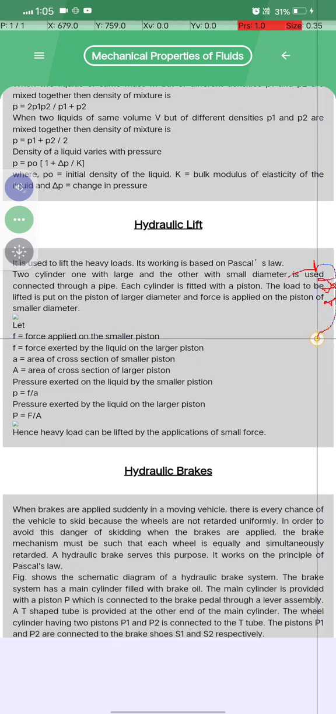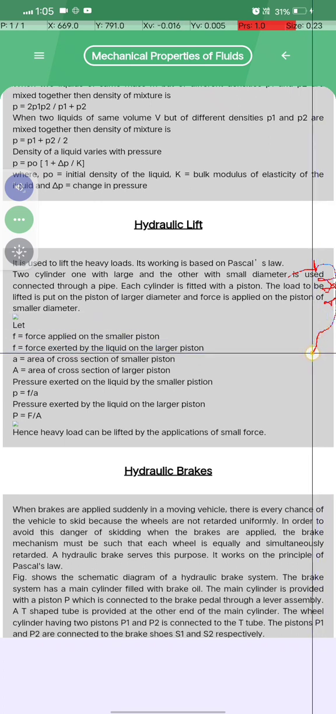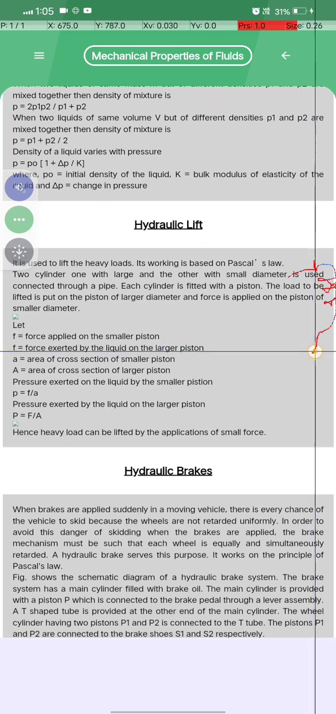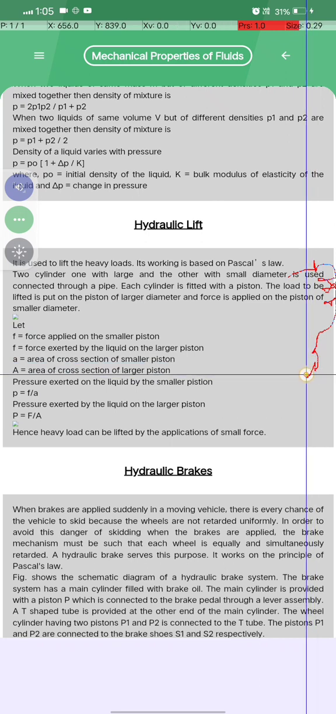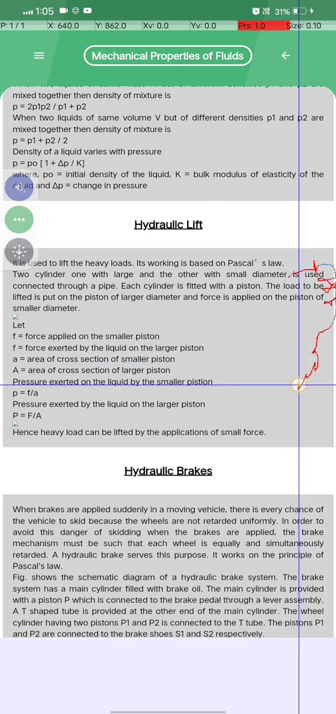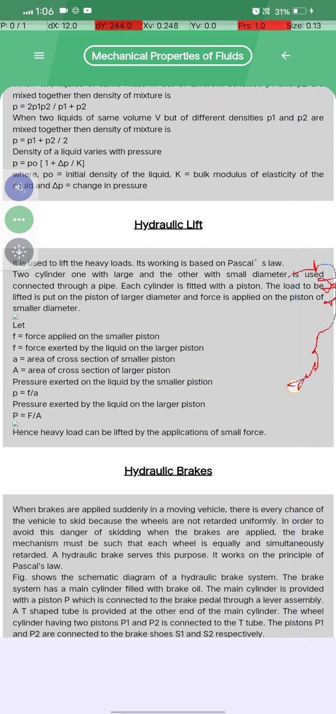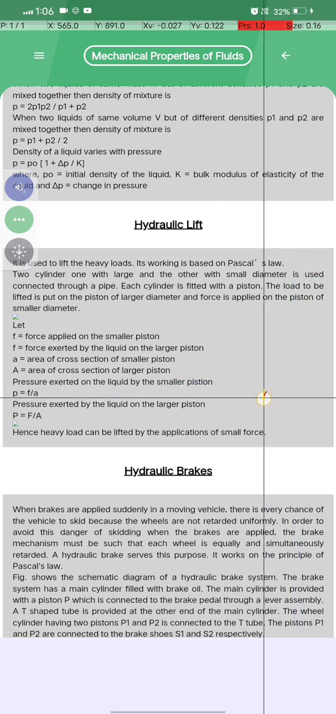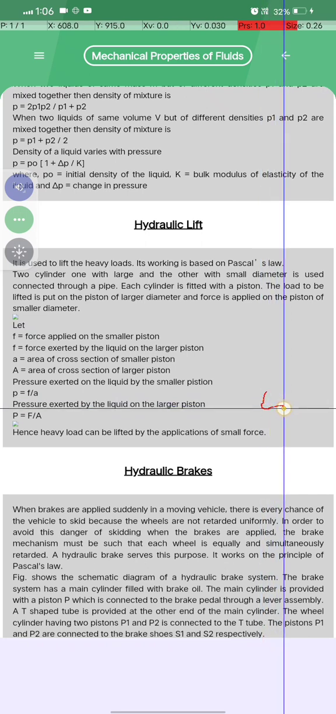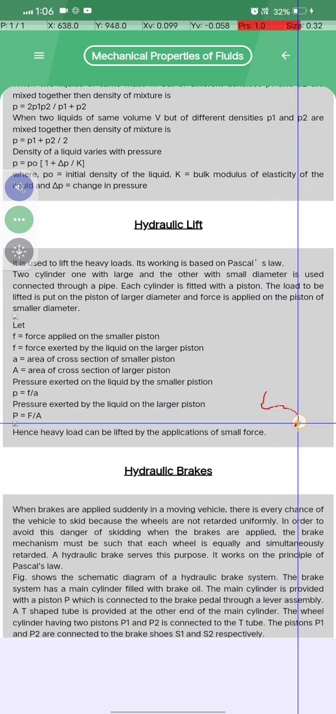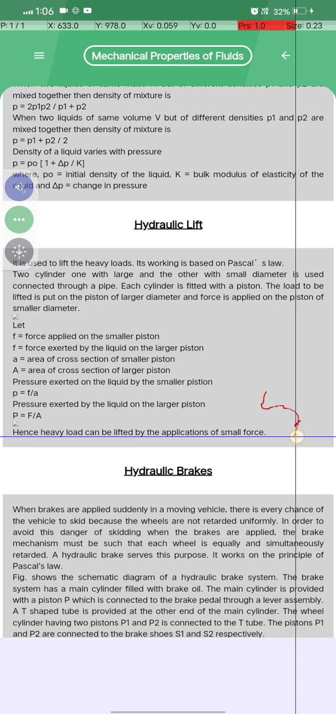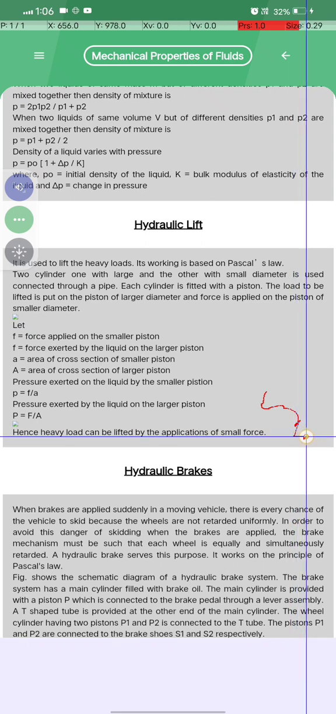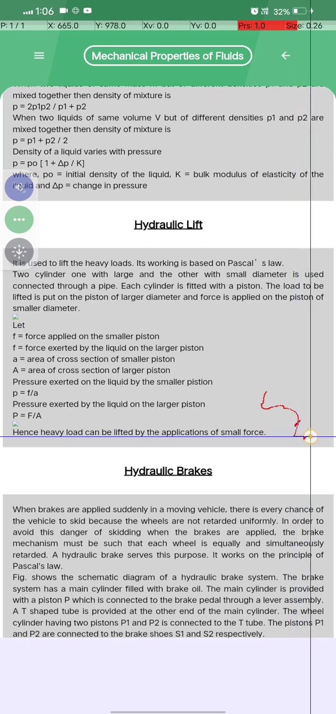Let f is equal to force applied on the smaller piston, F is equal to force exerted by the liquid on the large piston. a is equal to area of cross section of small piston, capital A is equal to area of cross section of large piston, okay, and the pressure exerted on the fluid by the smaller piston P is equal to f by a, and the pressure exerted by the liquid on the large piston P is equal to capital F by capital A, and hence a heavy load can be lifted by the application of a small force.